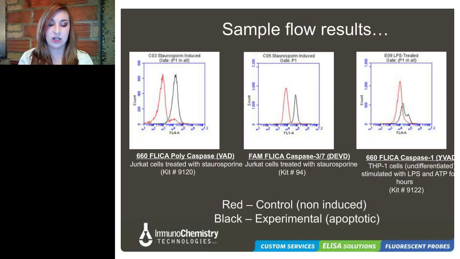The red line here are our untreated cells, which in this case we'll classify as our control population, and they are non-induced, so these cells are non-apoptotic. The black line on the flip side will be our experimental population, so these are the induced cells and the apoptotic cell line. And as you can see across all of these products, there's a strong shift in terms of fluorescence intensity among the treated cells. In terms of these other graphs, the middle graph is showing a green fluorescence Flicka kit, and the end graph is showing another far red Flicka kit. However, this is measuring pyroptosis instead of apoptosis.